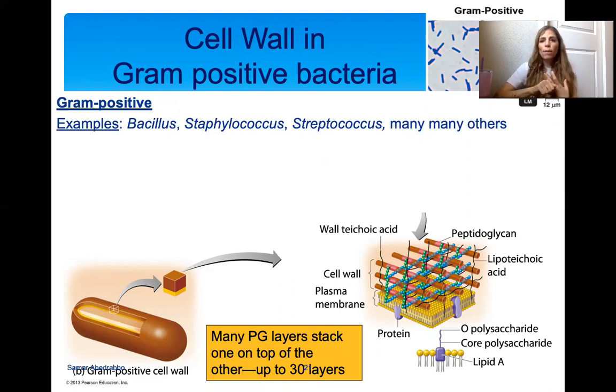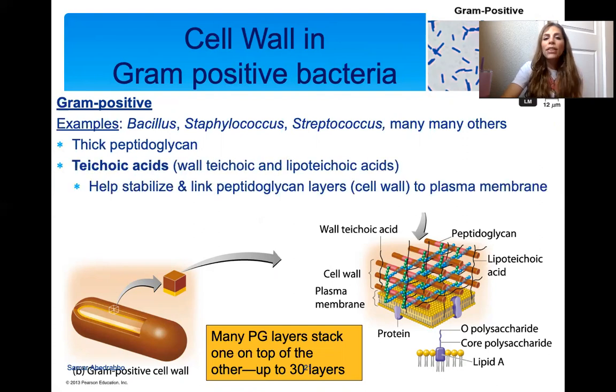So if someone has strep throat and I take a little bit of their throat sample and look at it under the microscope and do a few things which we will talk about, Streptococcus bacteria are gram-positive, meaning they have a thick cell wall, they have lots of peptidoglycan. They also have teichoic acids, and teichoic acids help link all the peptidoglycan layers together because there's so many, and they stabilize them to the plasma membrane.